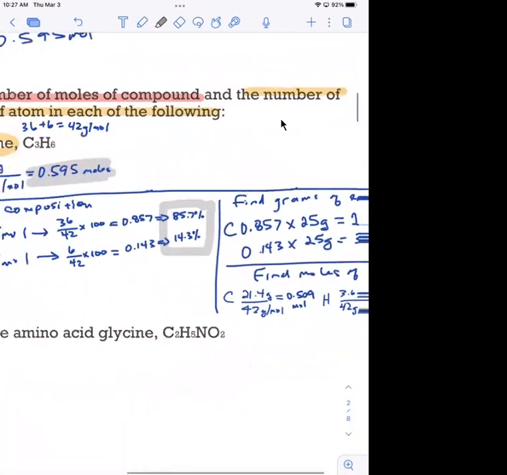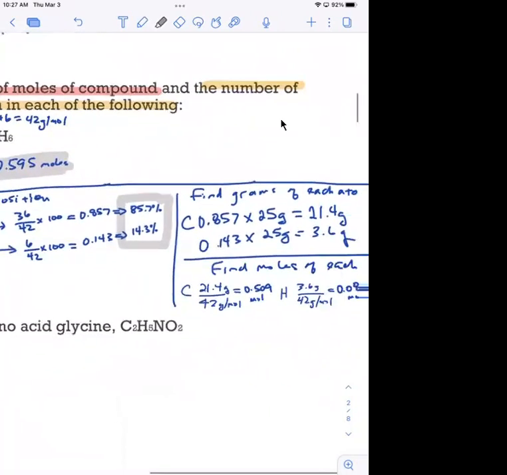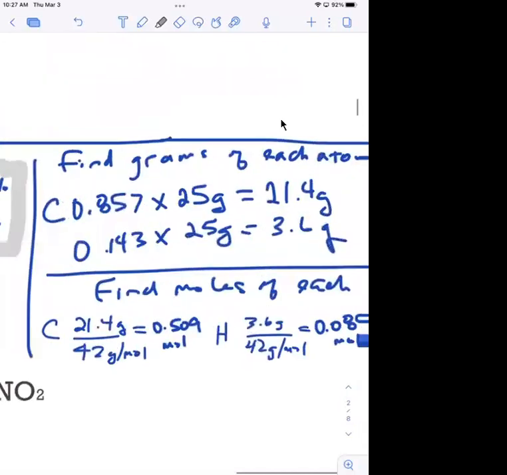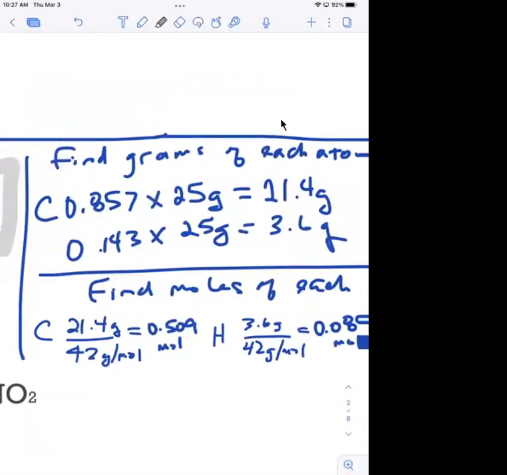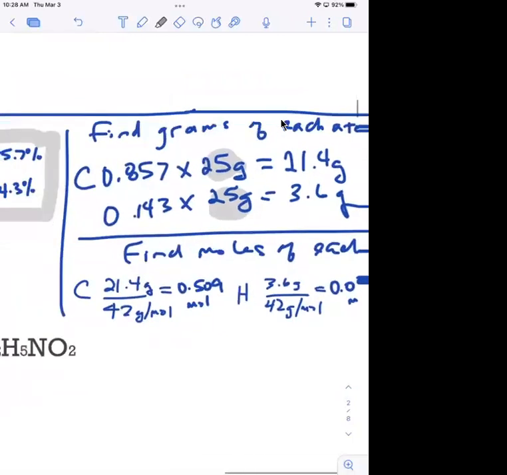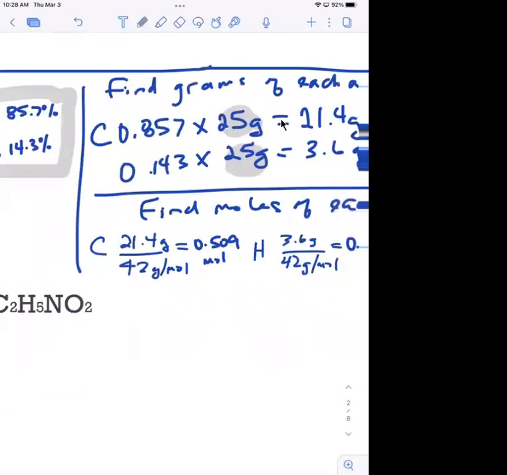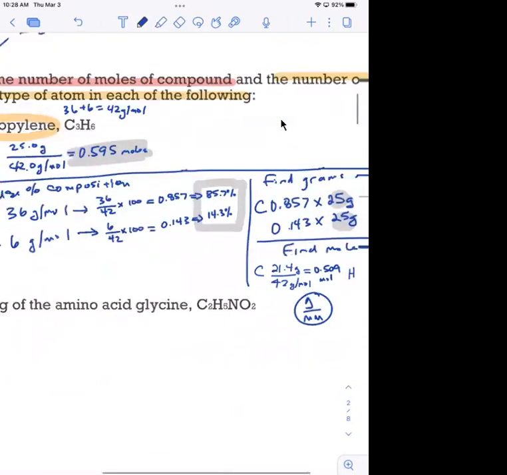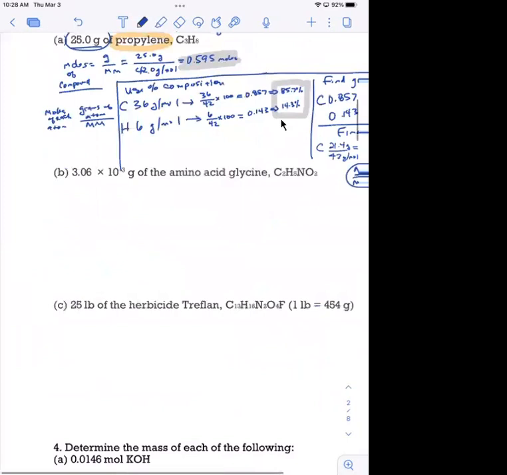All right, so we found the percent composition, and then from that, we found out how much of each atom is present in grams in the sample, because we had a 25-gram sample. And then we found the moles from that, which was simply grams over molar mass. So all the rest of these questions are identical to that.